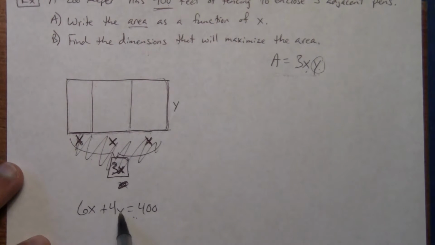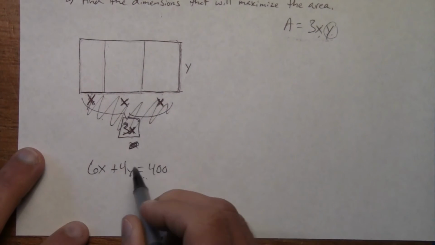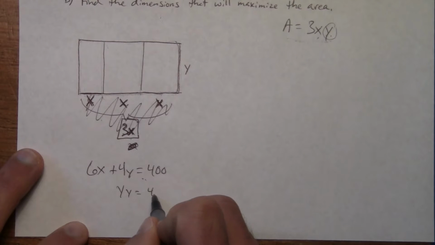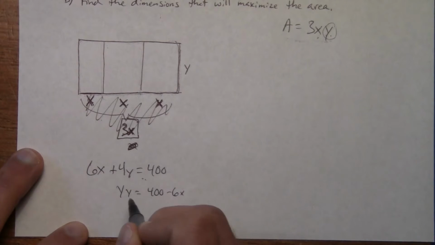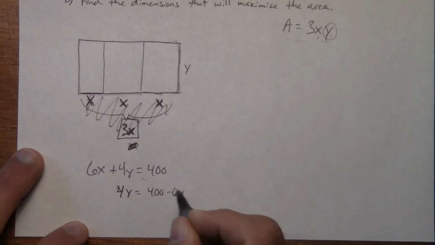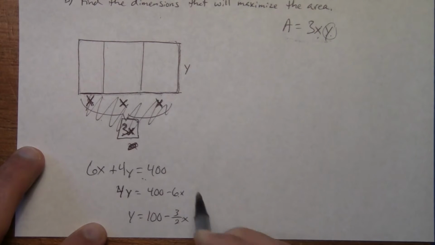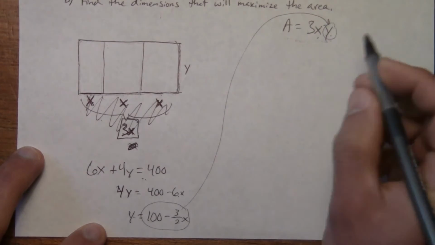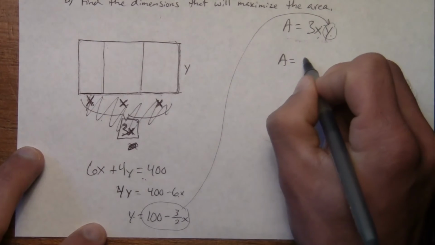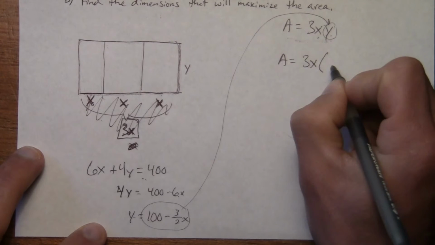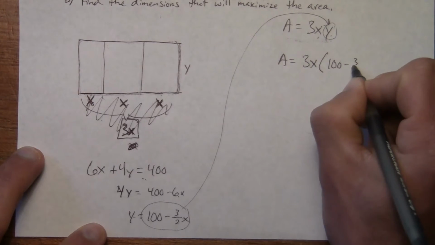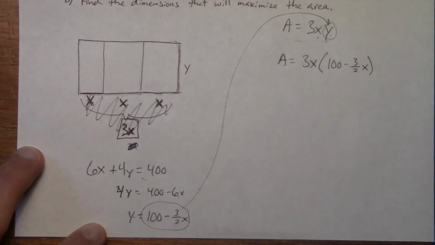Well, look what I can do here. I can solve for Y and it would have X in it. So that's what I'm going to do, is I'm going to subtract the 6X, and then that's just 4, I'm going to divide both sides by 4, and simplify both separately. And now I can take this, which is what Y is equal to, and plug it in here. So that I get A is equal to 3X times Y, but a better way of having Y now in terms of X is 100 minus 3 halves X.